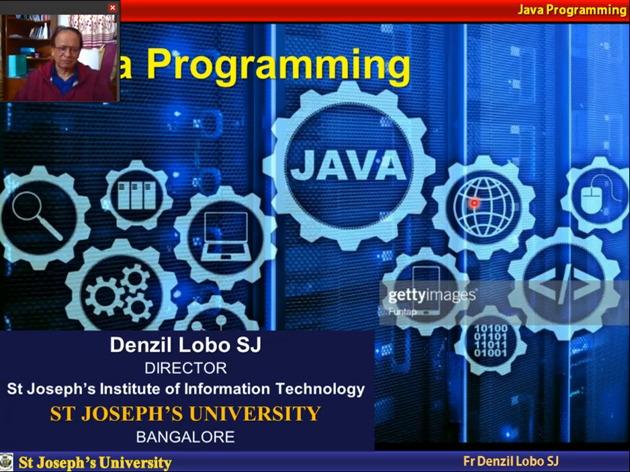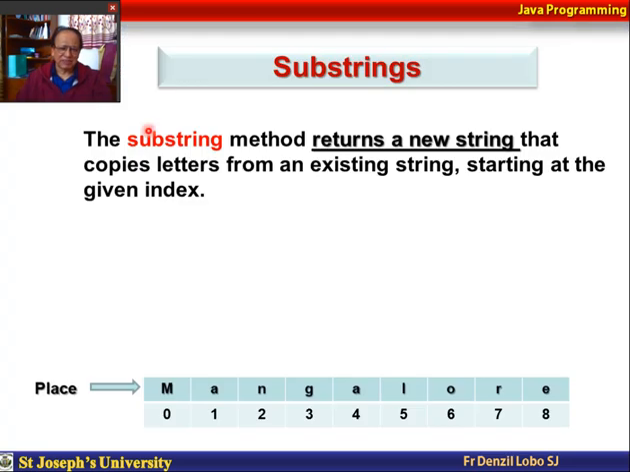Programming in Java. In this lecture, we shall deal with the two very important string methods. The first one is the substring method, which returns a new string that copies letters from an existing string starting at a particular index. It can either give just a letter or return a substring.